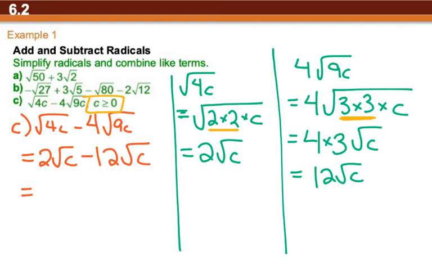We do have like terms now, so we can just combine the coefficients. 2 minus 12 gives us negative 10 root c.